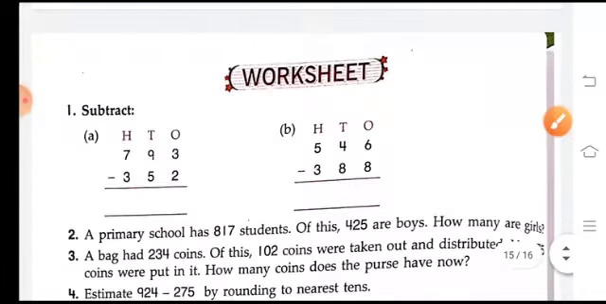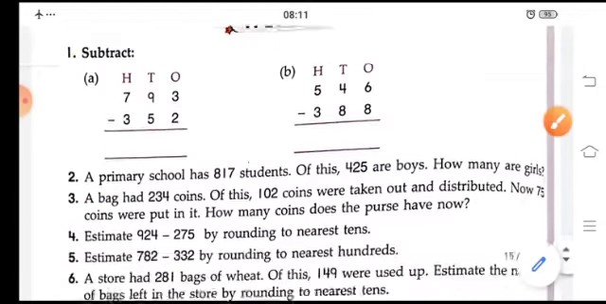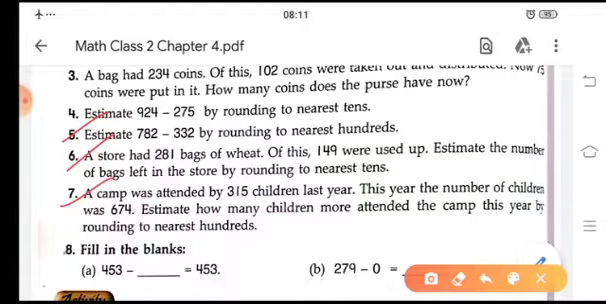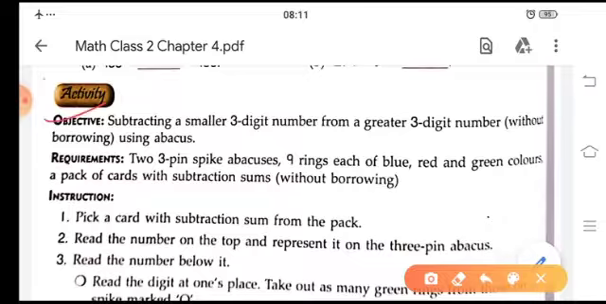Okay, children. Now we'll move on to the worksheet. So do these sums in your copy, children. Okay, all these sums, all this activity. So this chapter is completed, children. Okay, and do all the homework which I have given you, 4.8, 4.9, 4.10 and 4.11, in your copy.